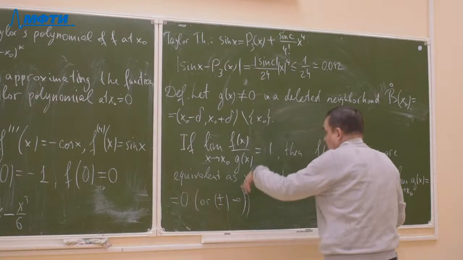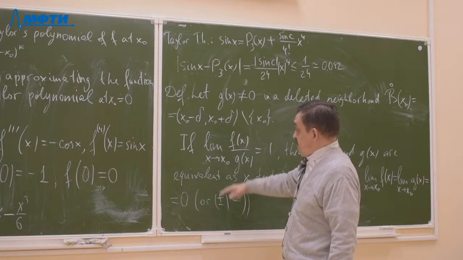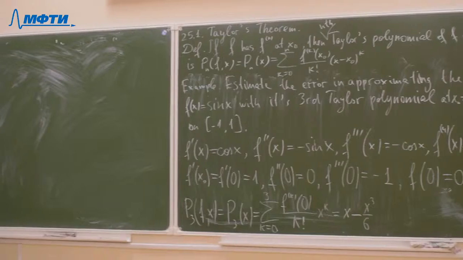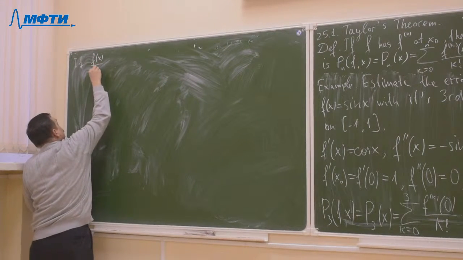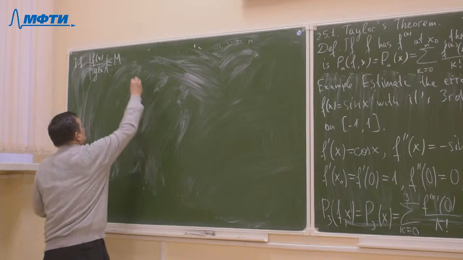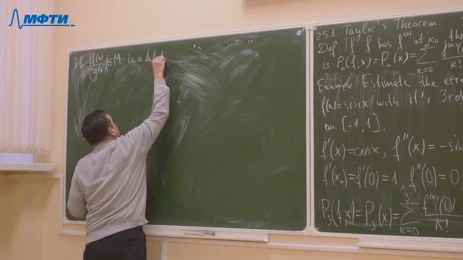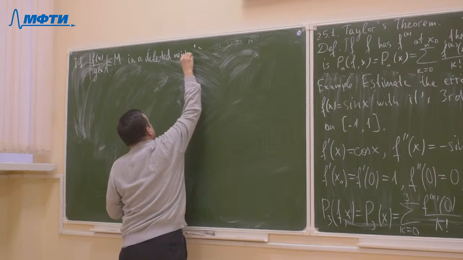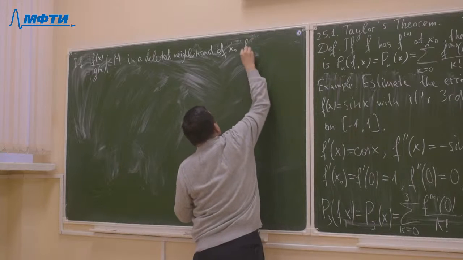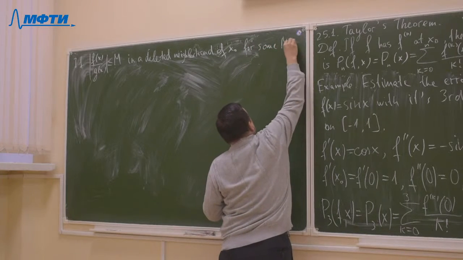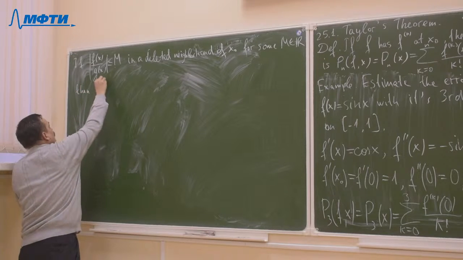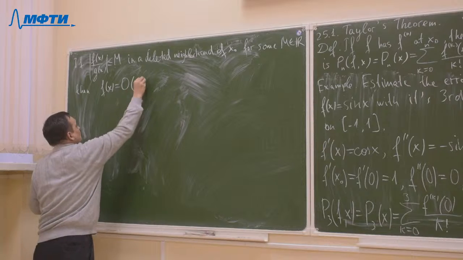And same is true, by the way, for all other parts of the definition. In fact, that is a long definition. So let's continue the definition. We say if f of x over g of x is less or equal than M in a deleted neighborhood of x naught for some real M, then f of x is big O of g of x.